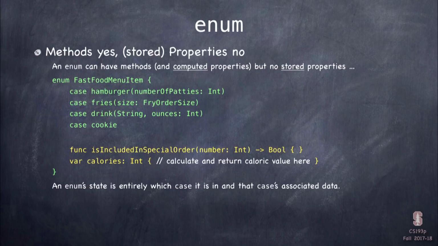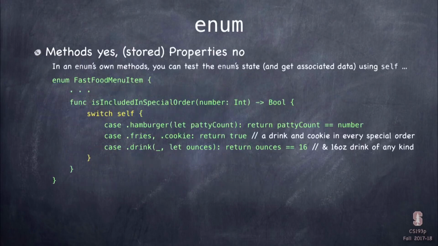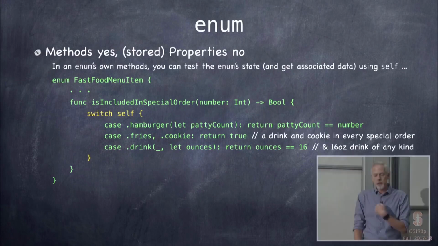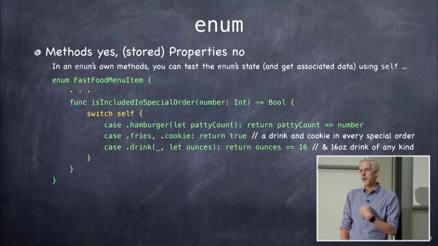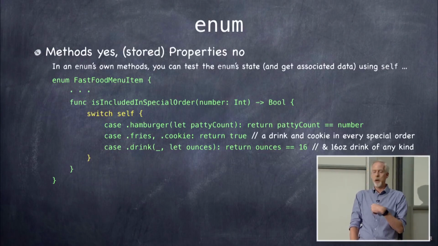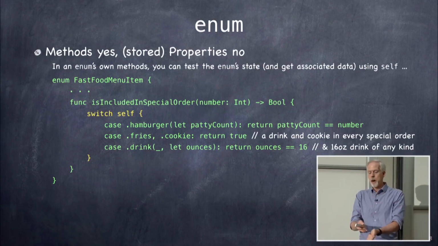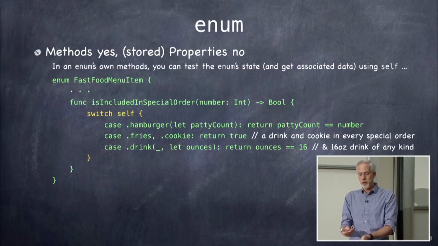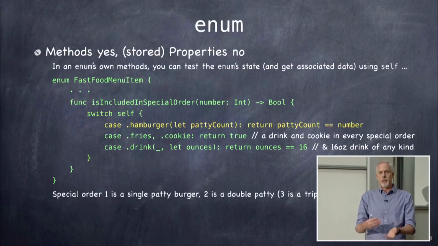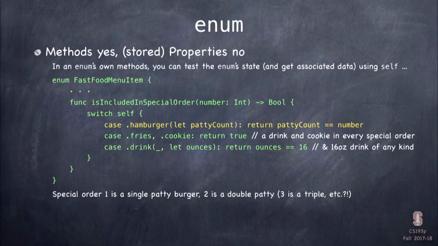Now, if you're writing a func like this one is included in special order number 1 or number 2 or whatever, if you're doing that, then you can get your own associated data using switch on self, because I'm inside the enum's implementation here. So I can switch on self, and then I can get my associated data out so I can calculate my calories, or in this case, I'm calculating whether a hamburger with 2 patties is included in special order number 2, and my code here says yes, because pretty much special order number 1 is a single burger and special order number 2 is a double.